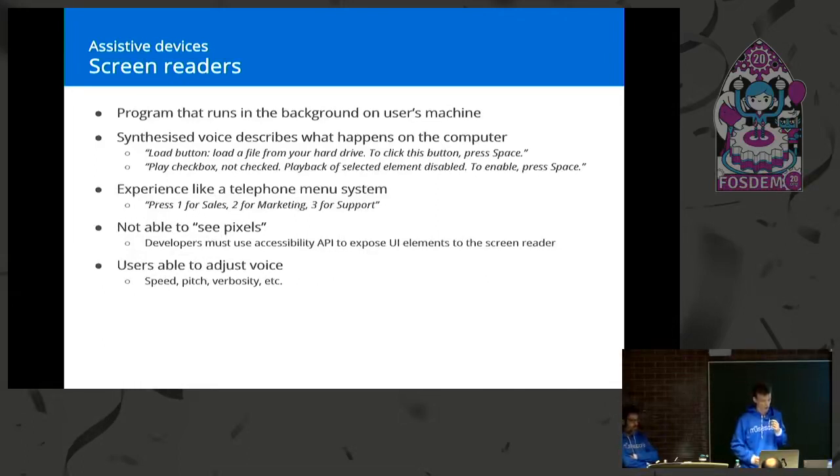When it comes to programming for a screen reader, the screen reader is not able to see pixels, so it's up to the developer to tell the screen reader what elements are available on the screen. But you don't tell the screen reader what to say, you just tell it what's there, and then the screen reader is clever enough to work out what to do based on that, and this allows the users to adjust various settings like its speed, pitch, verbosity, and so on.